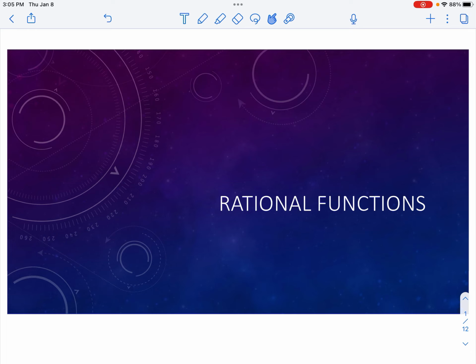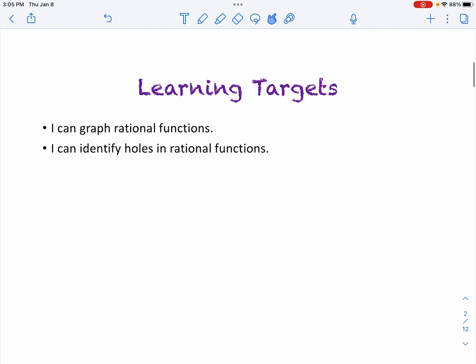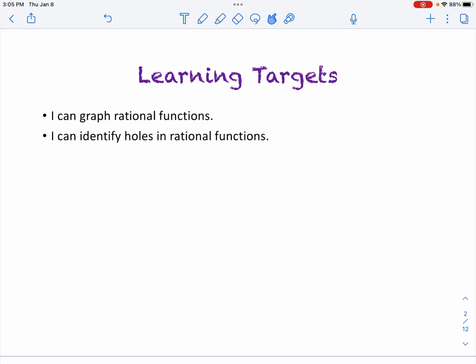Okay, this lesson is on rational functions. So we're going to learn how to graph rational functions and also identify holes in their graphs.